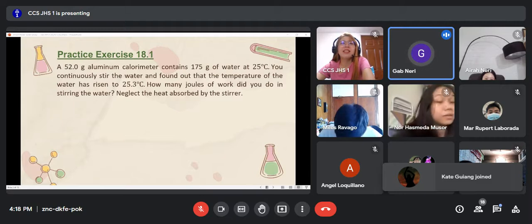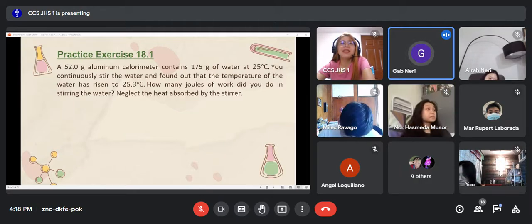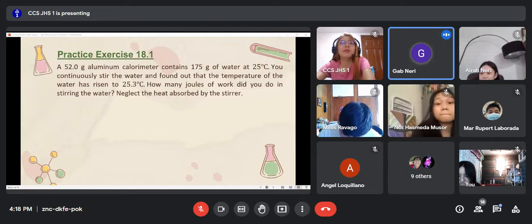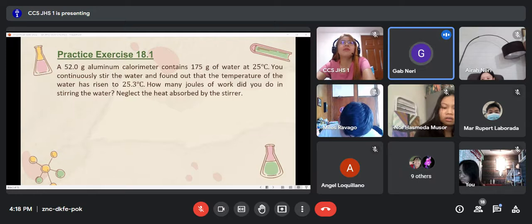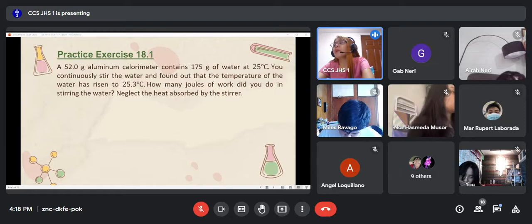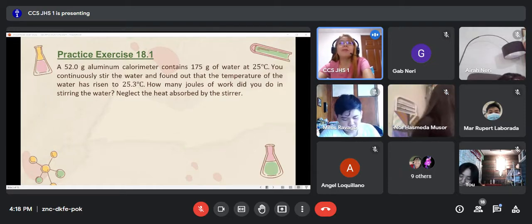A 52 grams aluminum calorimeter contains 175 grams of water at 25 degrees Celsius. We continuously stir the water and found out the temperature of the water has risen to 25.3 degrees Celsius. How many joules of work did you do in stirring the water? Neglect the heat absorbed by the stirrer. Okay, so let's find the given.